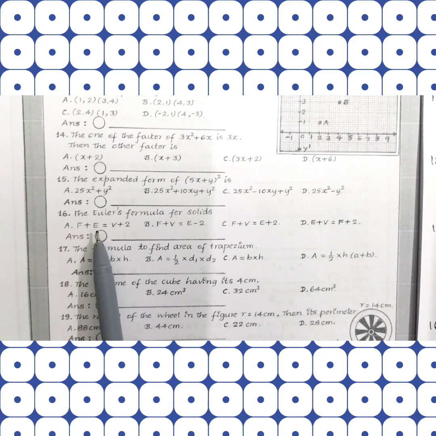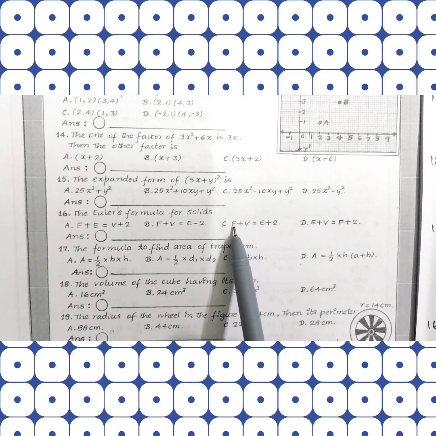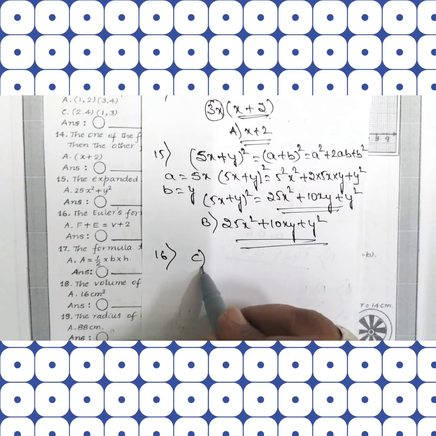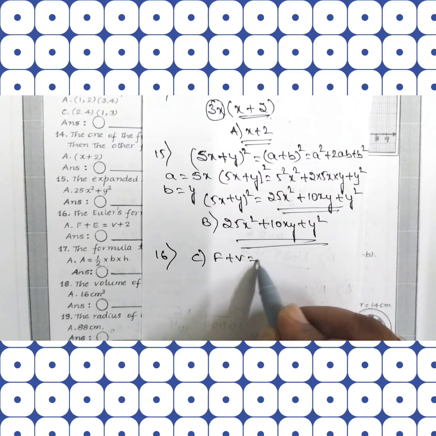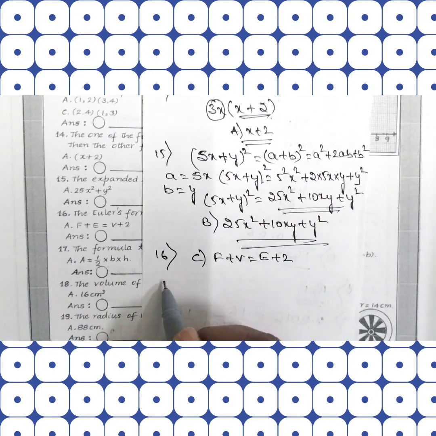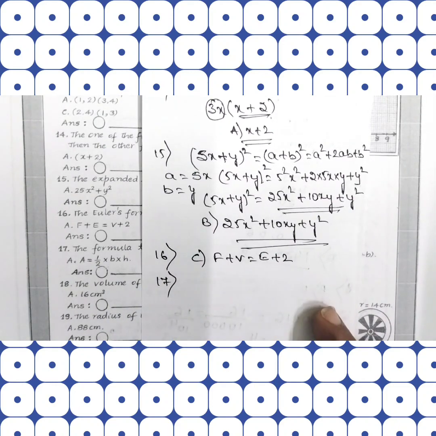The 16th question is: the Euler formula for solids is? So we know f plus v is equal to e plus 2. See option C, f plus v is equal to e plus 2. So for the 16th question, option C, f plus v is equal to e plus 2. Now let us move to the 17th question. The 17th is the formula to find the area of the trapezium. So the area of the trapezium, see here option D, area is equal to half into h into a plus b.